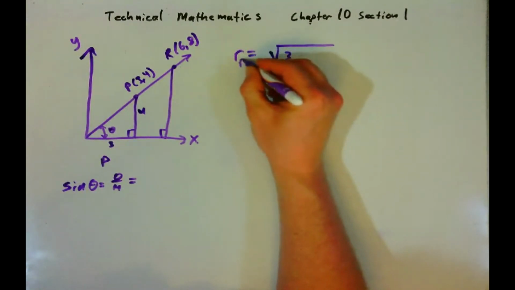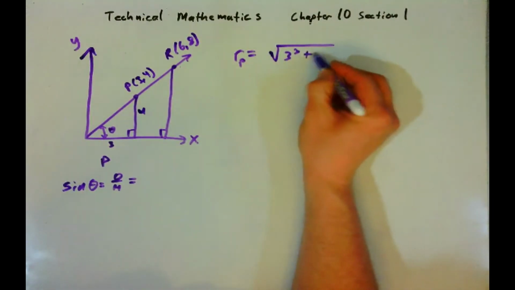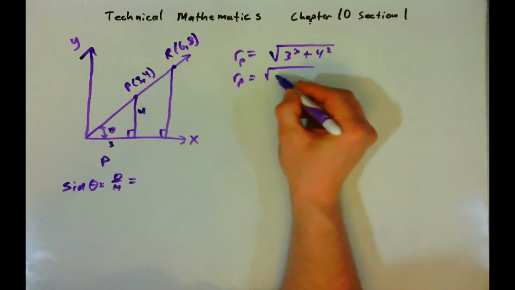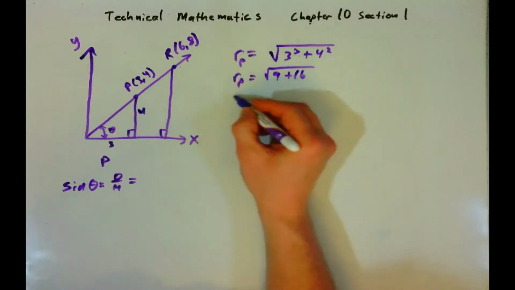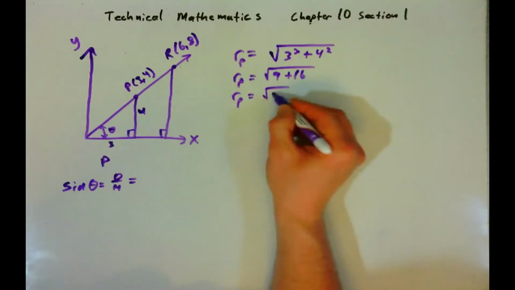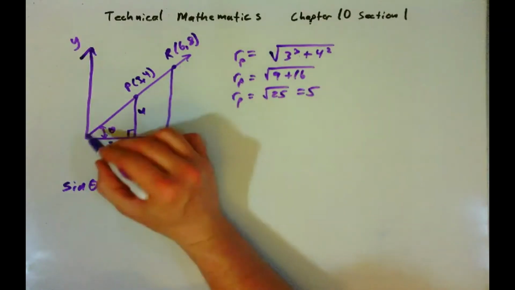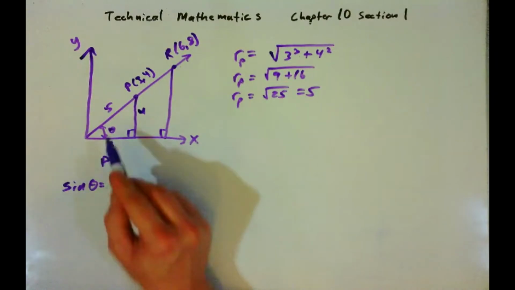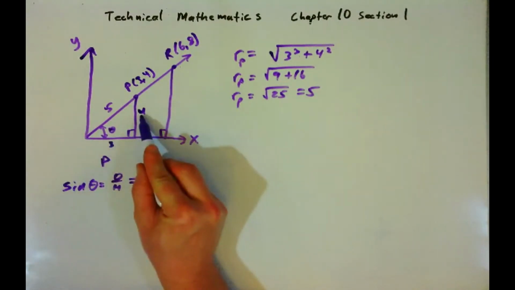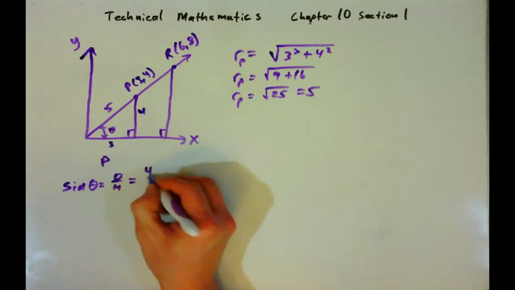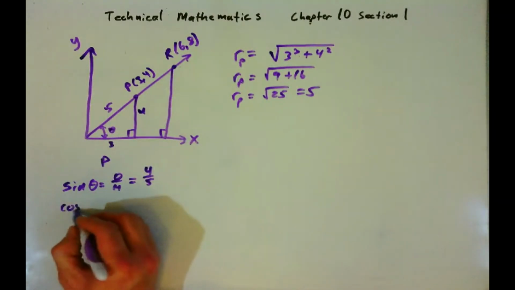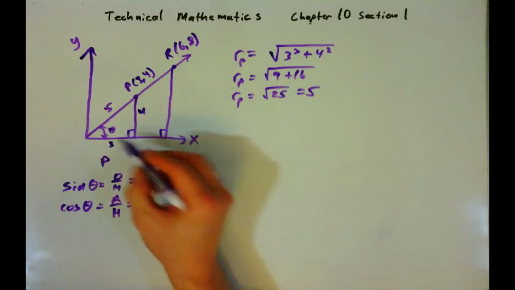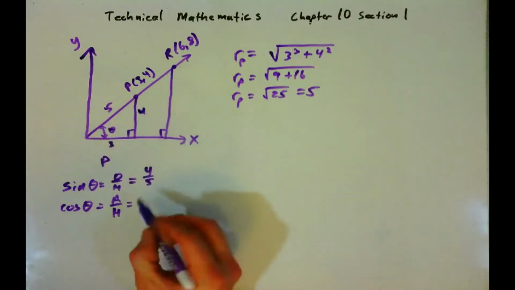The hypotenuse of the P triangle will be 3 squared plus 4 squared. The hypotenuse will be the square root of 9 plus 16, which will be the square root of 25, which is 5. So the hypotenuse of the smaller triangle is 5. So the sine of theta is the opposite over the hypotenuse, that's 4/5. The cosine of theta is the adjacent over the hypotenuse, which will be 3/5.